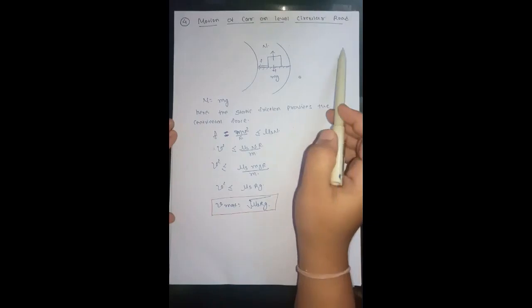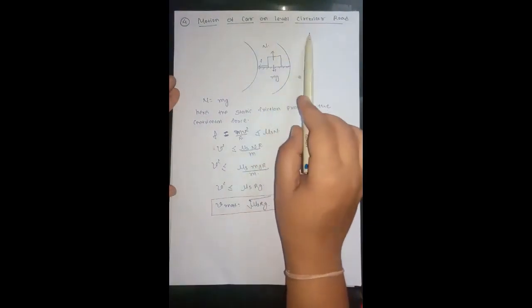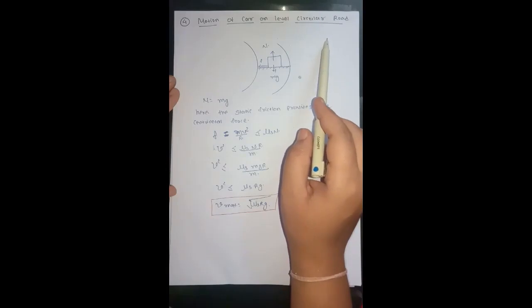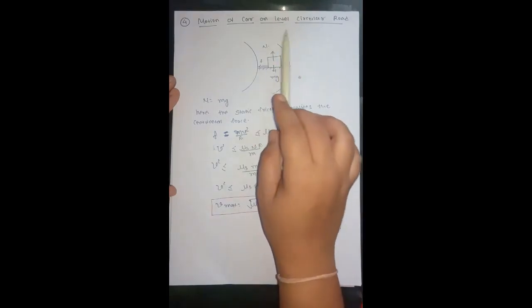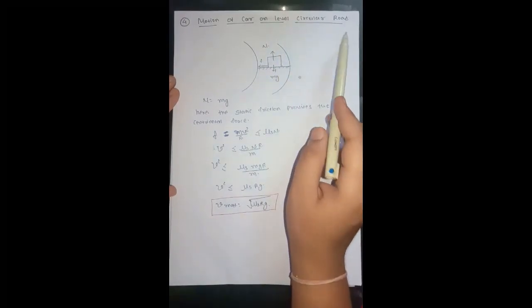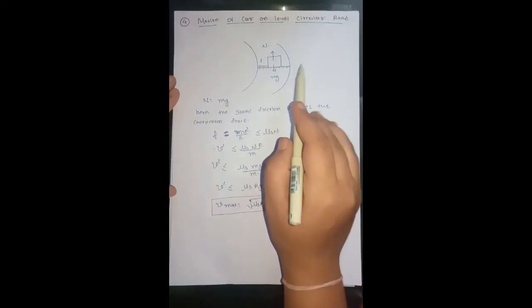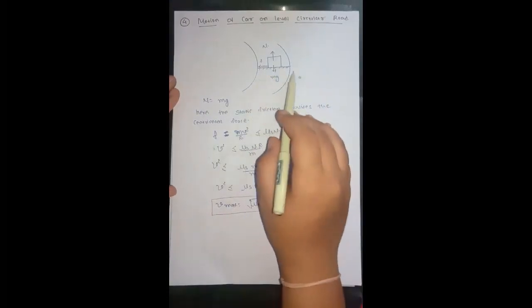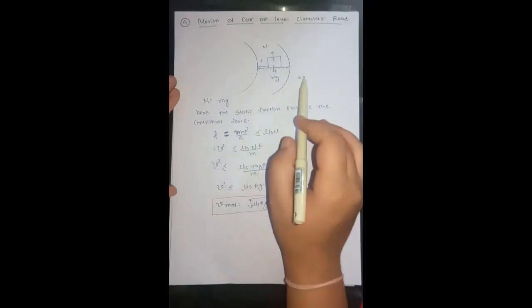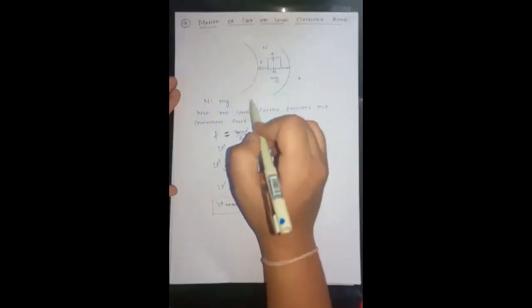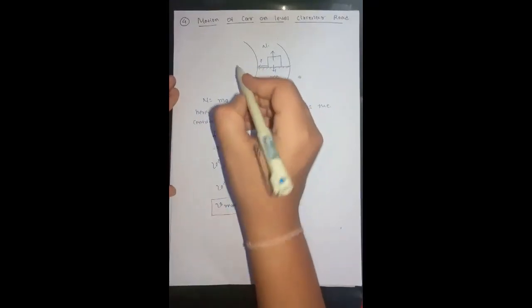The fourth type of circular motion is the motion of a car on a level circular road. The meaning of a level circular road is that there is no height difference between the two sides of the road. Let's say this is a level circular road of radius r.